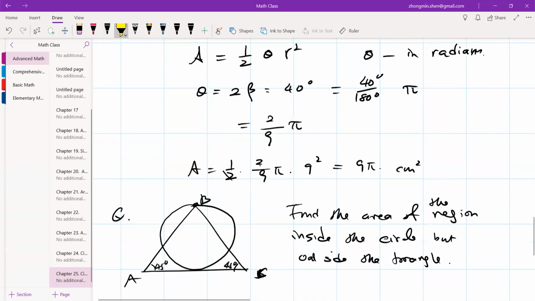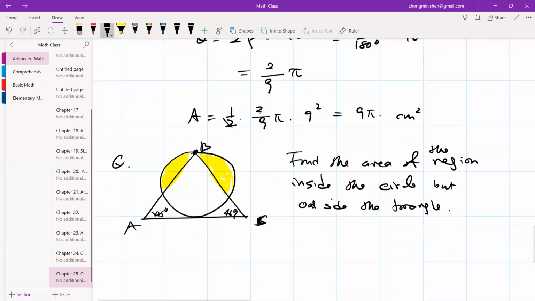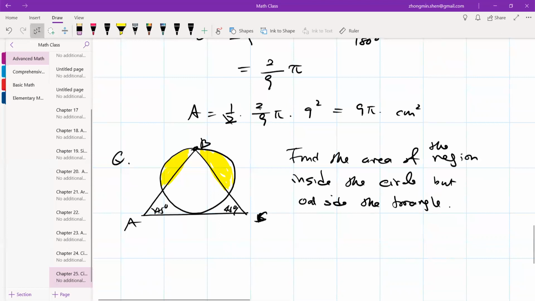Okay, so this is a region inside the circle, right? But outside the triangle. It's only 2 pieces like that. Okay, so please try to work this out.